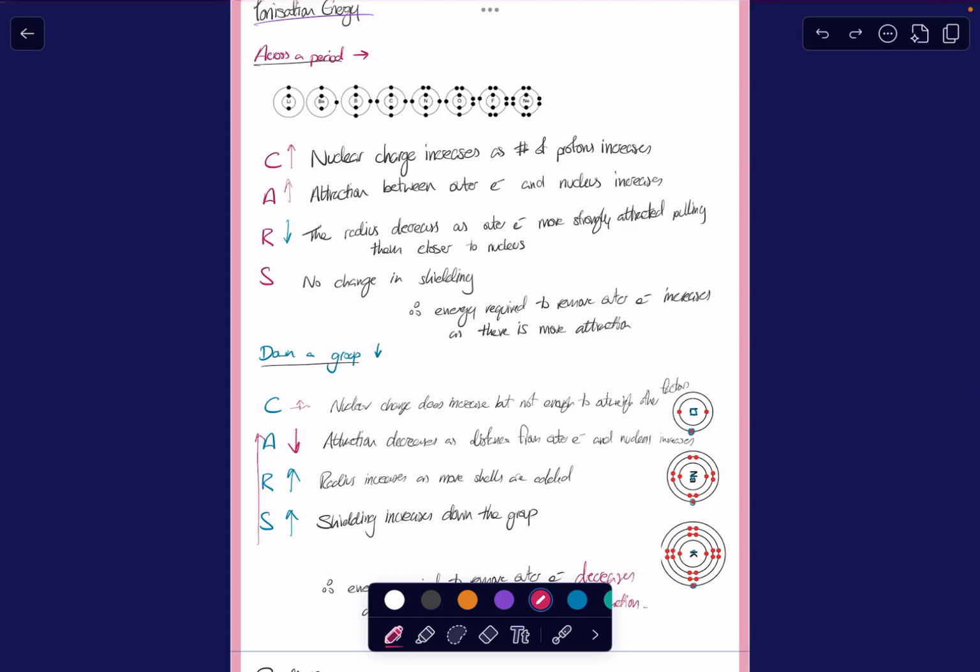Now, I'm going to do the same again, but this time we're going to look at radius as being the question. How does radius change? How does radius change as we go across the period? How does radius change as we go down the group? We're going to use CARS to be able to summarize and answer that. This one's a little bit easier, so I'm going to take a little bit less time on it, and I'm going to break it down a little bit more quickly.